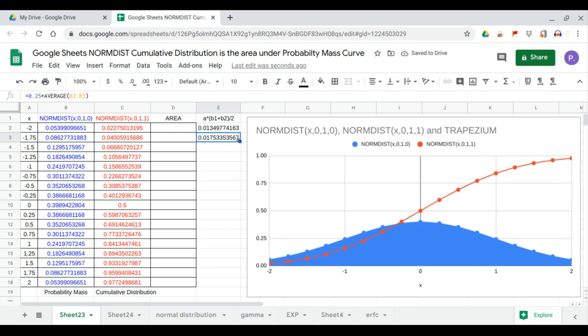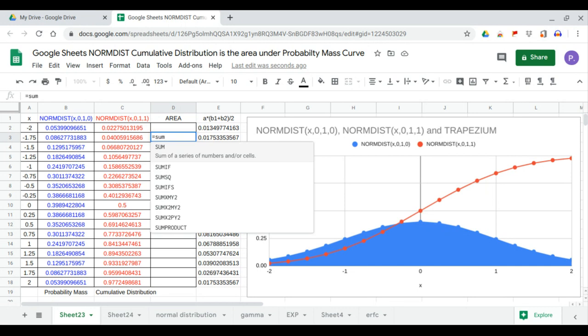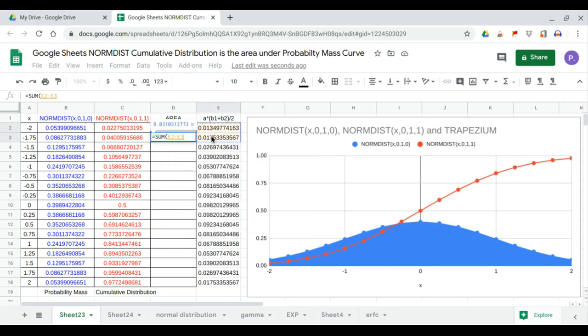And we can copy this downwards. The sum area, which is from negative to any period here within the bell curve, will be equal to, let's start with the second one, the sum of these two. And as we drag this to the entire column, we lock the reference. So we drag this upwards and downwards.